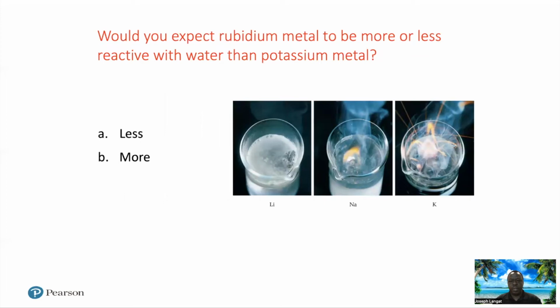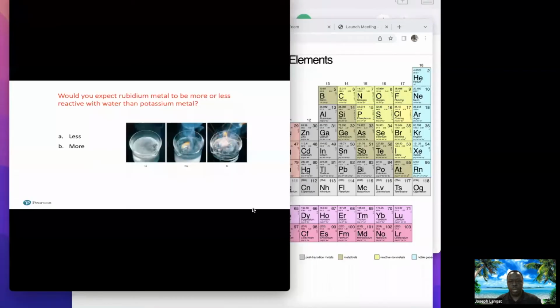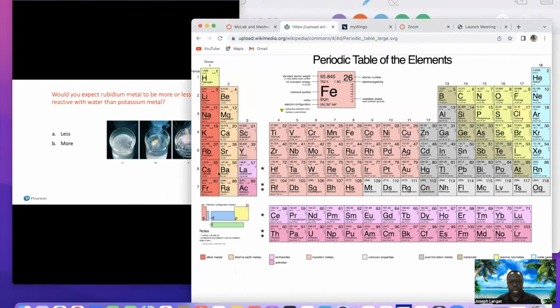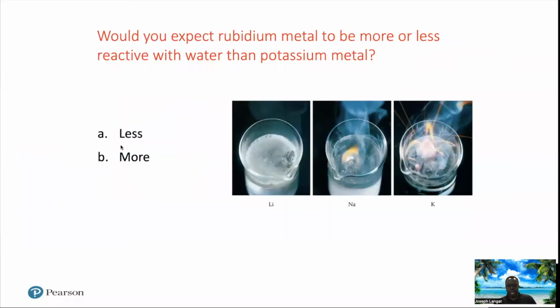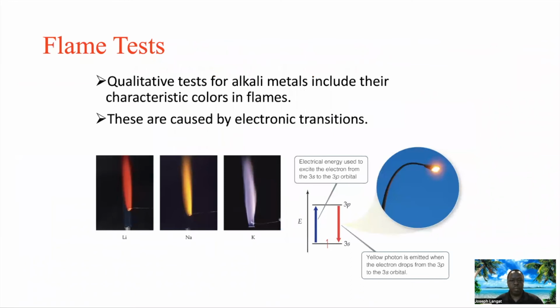Having explained the trend in reactivity, and given the picture here, what will you expect for rubidium, which is way lower than potassium? If you look at this, rubidium is just right here. We have sodium, and if you look here, we expect rubidium to be more reactive. So the correct answer is B. Well, that is group 1A.